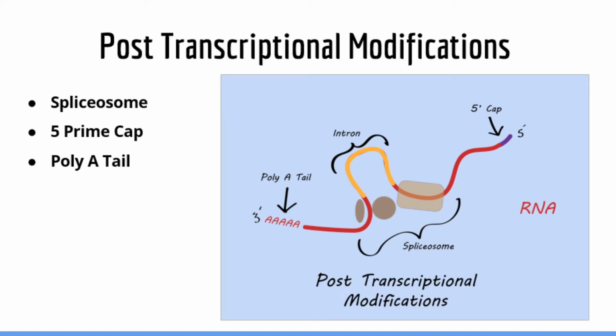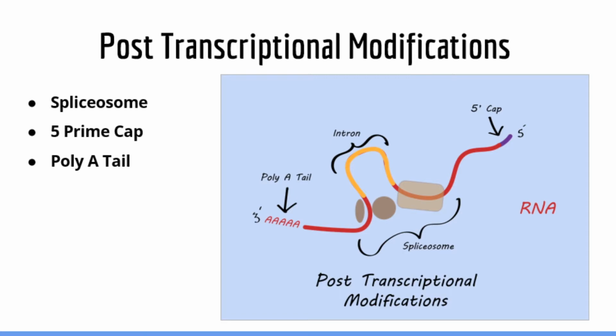So let's move on to the next important element regarding transcription: post-transcriptional modifications. Generally, there are 3 mechanisms involved in post-transcriptional modifications. They are removal of introns, which involves a spliceosome, addition of a 5' cap, and addition of a poly A tail. Removal of introns requires the use of various proteins and ribozymes, which together are known as the spliceosome.